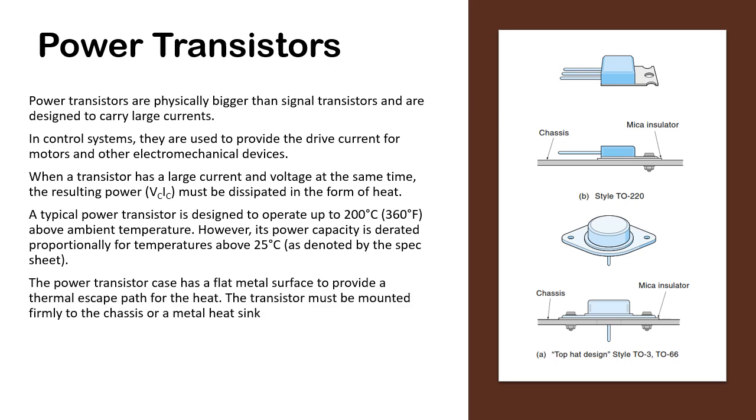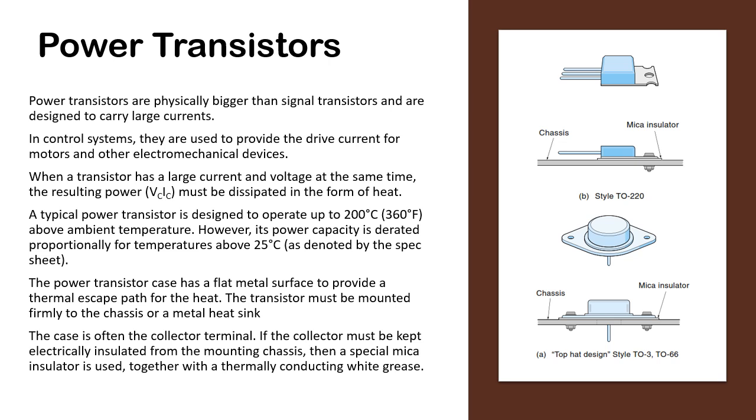The power transistor case has a flat metal surface to provide a thermal escape path for the heat. Therefore, to operate it anywhere near the rated power, the transistor must be mounted firmly to the chassis or a metal heatsink, a piece of metal with cooling fins to dissipate the heat into the air. Many times, the case itself is the collector terminal. If the collector must be kept electrically insulated from the mounting chassis, then a special mica insulator is used, together with a thermally conducting white grease. So heat is conducted, but not the electrical voltage.